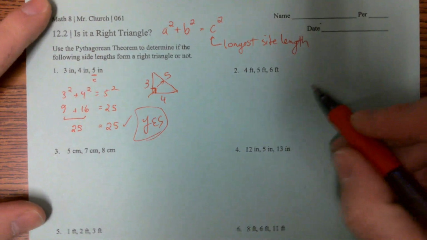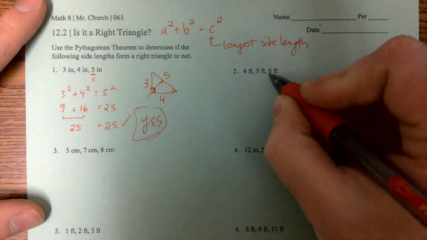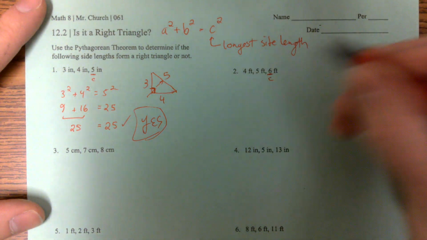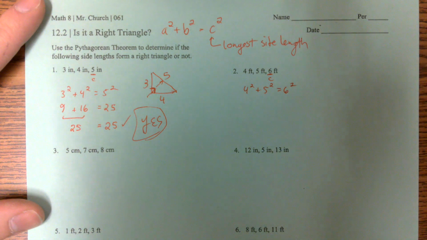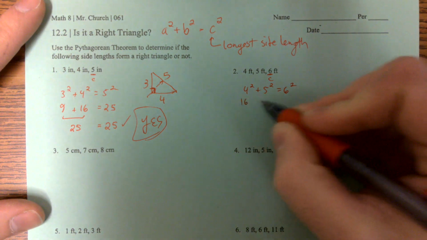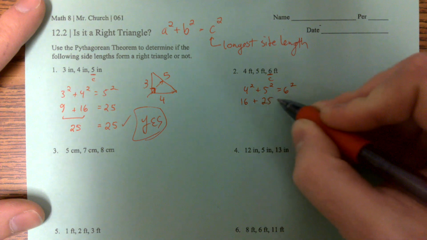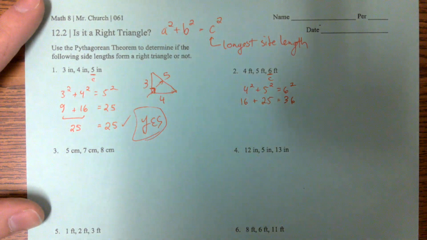So that's a yes. We take a look at number 2. I got 4, 5, and 6. 6 is my longest side. That's going to be my c. I'll plug them in just like I did before. Evaluate these exponents, 16, 25, and 36.